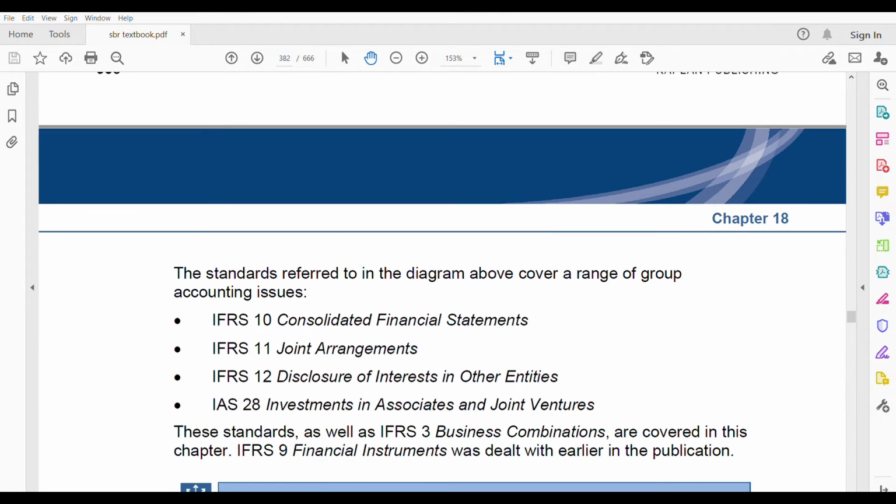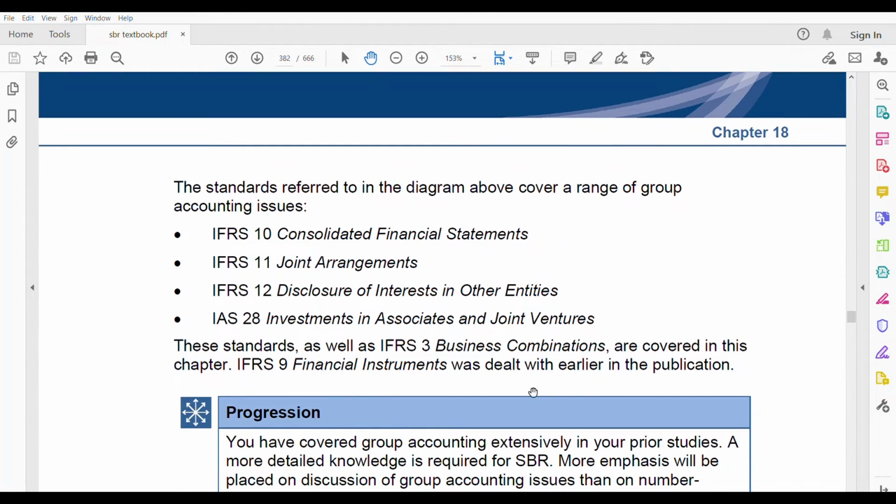Now let us go to the next thing. So these are some very important standards which will be covered for your group accounting. IFRS 10 deals with subsidiaries, when you have to consolidate the financial statements. Under IFRS 10, we are going to cover three important things. Number one, when you consolidate, how do you consolidate? Which is the main topic for this video also. This is based on IFRS 10.